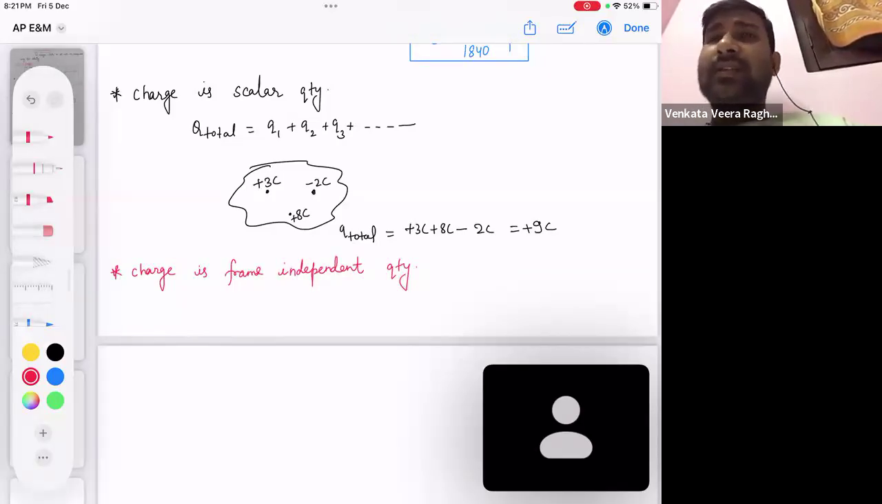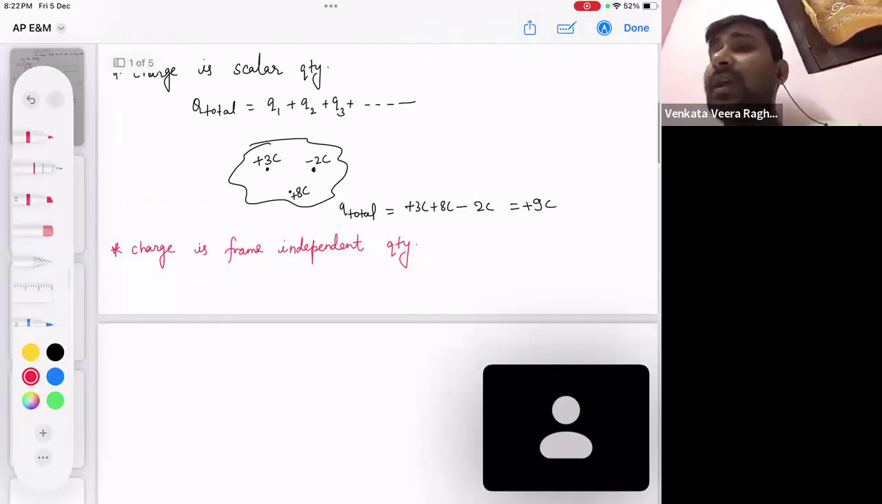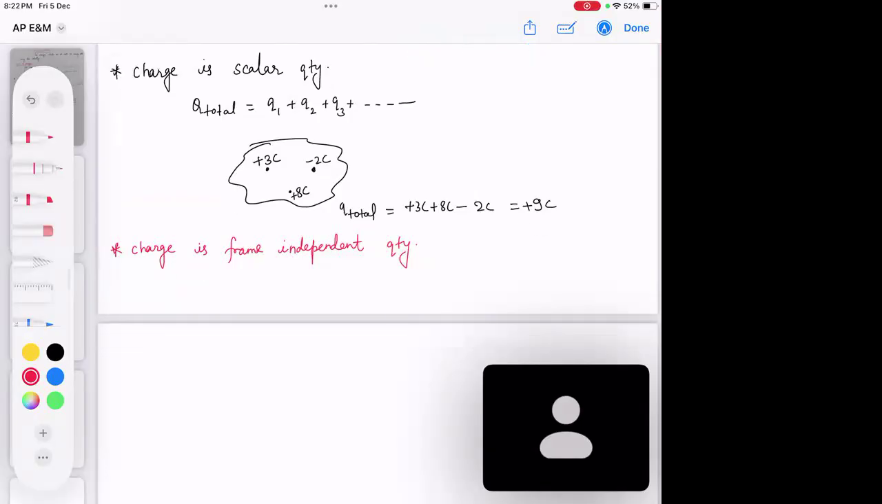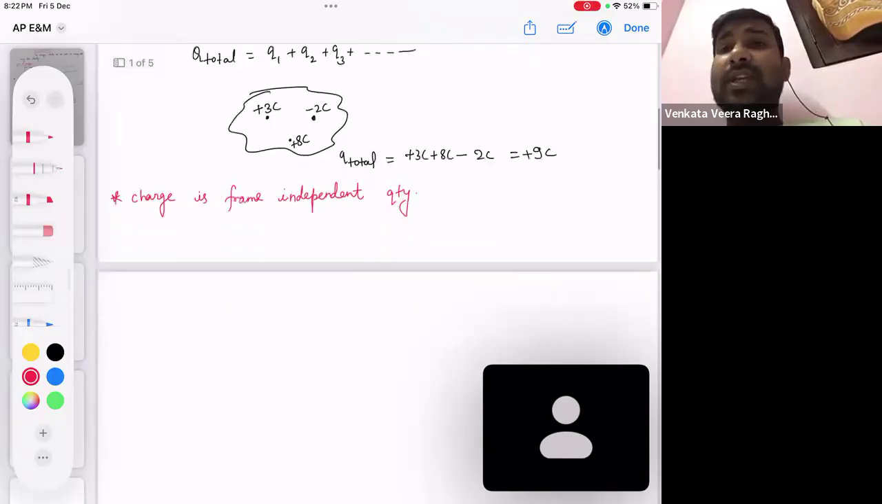Isn't it clear? Frame means what? An observer, isn't it? See, displacement, velocity, acceleration, all these things are dependent on the frame, right? But charge is a frame independent quantity. That means the charge of an object does not change with a change in observer.